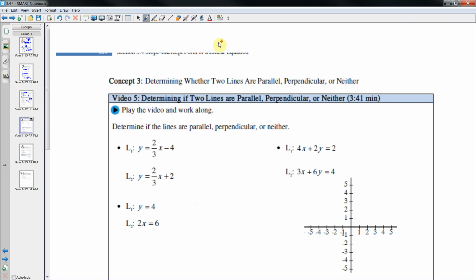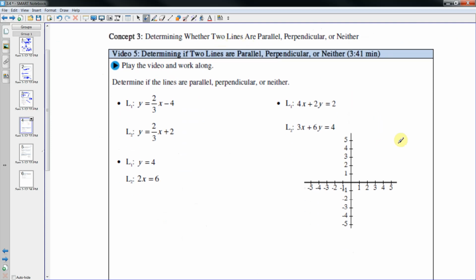So let's talk a little bit about parallel and perpendicular, or neither. We've talked a little bit about parallel and perpendicular before. Remember, parallel lines have the same slope. Perpendicular lines have negative reciprocal slopes. And neither just means neither one of those cases exists. So neither happens.